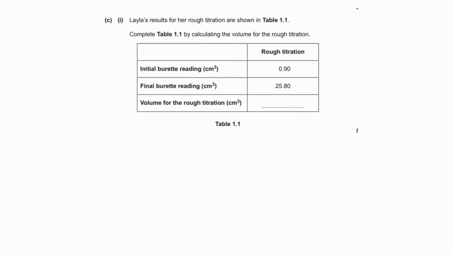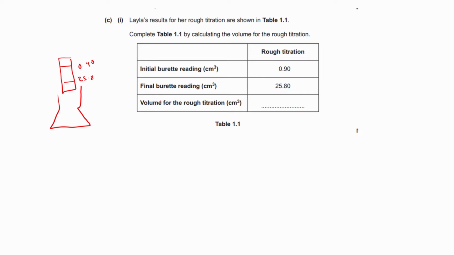Okay. Next part. Part CI. Layla's results for her rough titration are shown in table 1.1. Complete table 1.1 by calculating the volume for the rough titration. So thinking back to the diagram we had, the burette, obviously burette doesn't look like that, but it's just a rough diagram, and the conical flask. We've got initial reading, so it was probably somewhere here, 0.90 centimetres cubed, and then we've got a final burette reading of 25.8. So after the acid has been added, you got a final reading of 25.8.